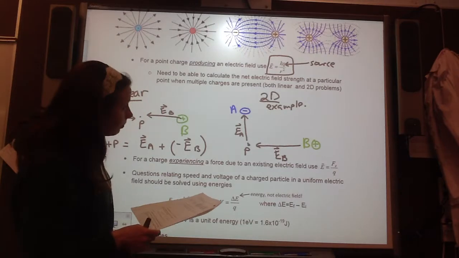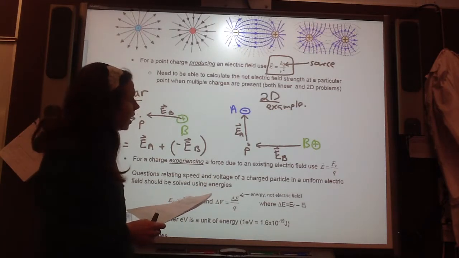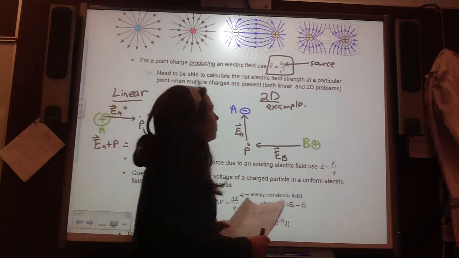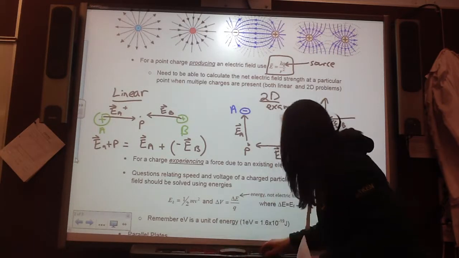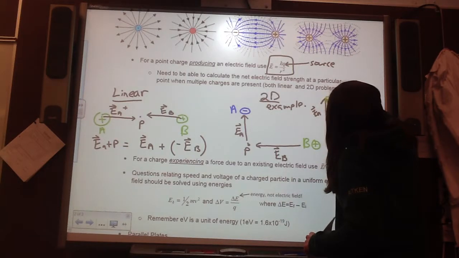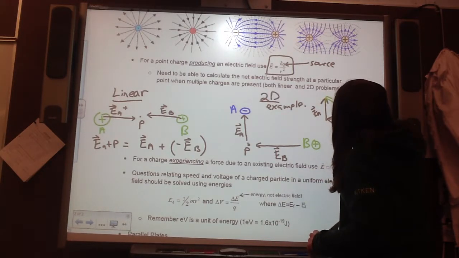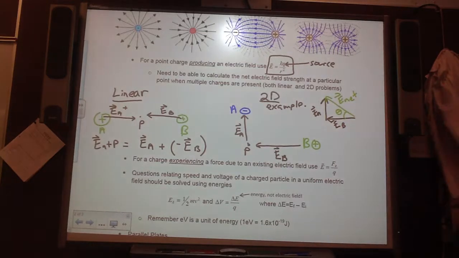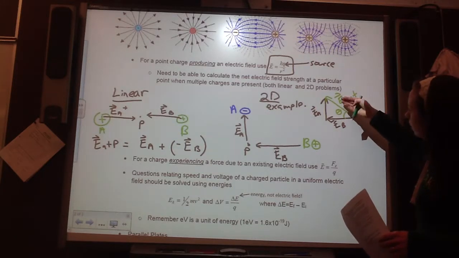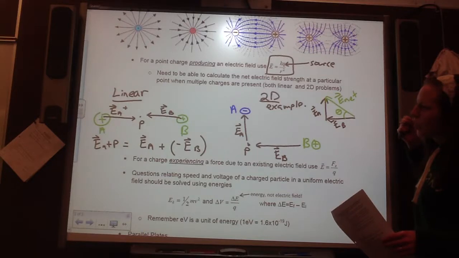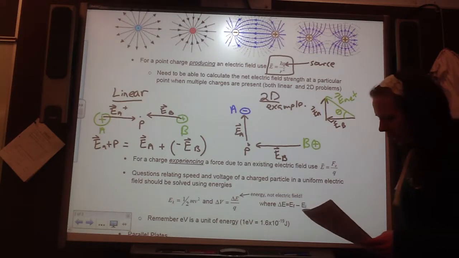So what I need to do, you guessed it, draw a new triangle. It is right now tip to tail, but I like to redraw things too. So here's my E of A, here is E of B, and you need to redraw, and this is your E net. So that's your magnitude, and then you find your angle at that point. So use trigonometry, your Pythagorean theorem, A squared plus B squared equals C squared, and trig to find the angle.